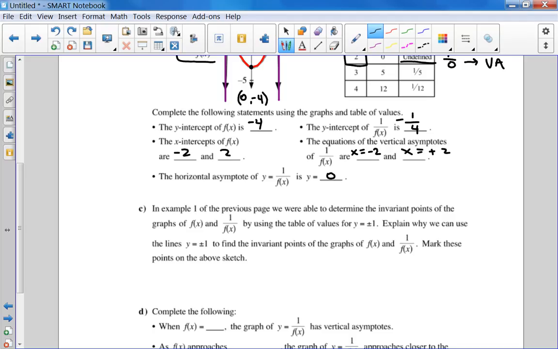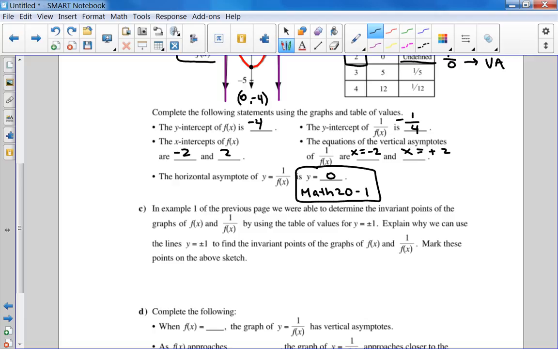I'm assuming that's always going to be true for math 20-1. Just assume that this is always going to be the case. There will be times when it won't be, but we're not going to worry about that right now.